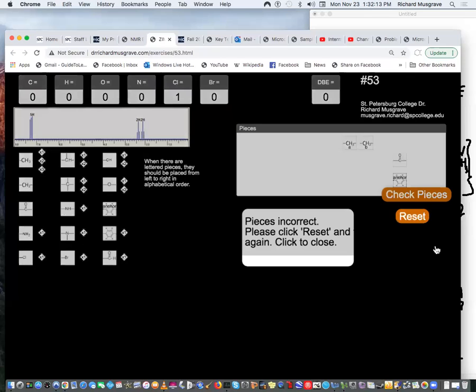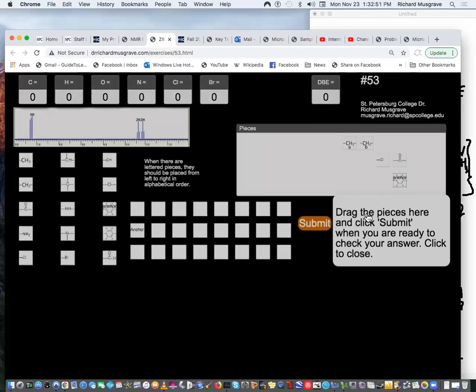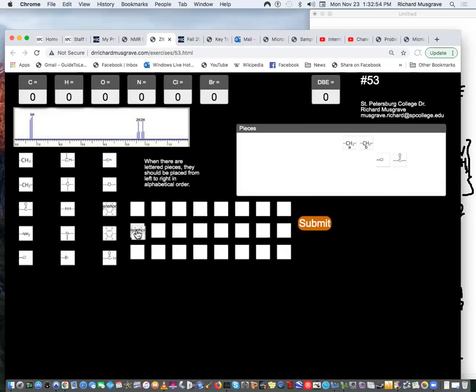Check the pieces, see if they're right. Oh, they're wrong. Wonder why they're wrong. Oh, I know why. I'll reset that. I missed out on the Cl, didn't I? Let's try that again. See? That's how you'll do it. So the two CH2s, C double bond O, and there's a Cl over here as well that's left. So I need to take account of that too. Where is he? There he is. All right, check the pieces. And now they're okay. So the anchor goes on the anchor piece.